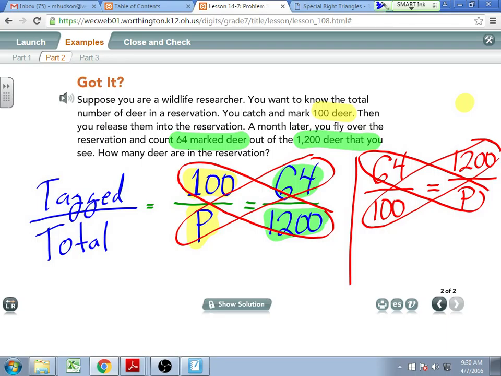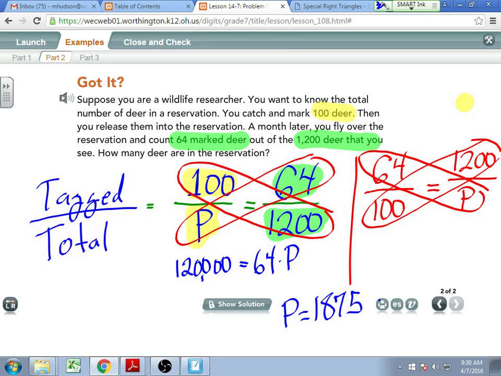So this becomes 1, 2, 0, 0, 2 extra zeros. So 120,000 equals 64 times P. When I do the division on both sides, my total population is, Karina? 1,875. 1,875. Anyone verify that? Yeah, I can verify that.